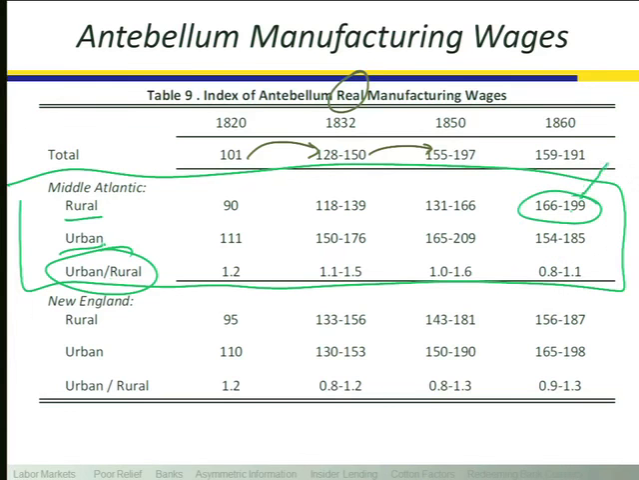This 199? The Mid-Atlantic region is very, very fertile land, agriculturally fertile land. And so the productivity of the workers in the rural areas is quite high, and therefore the wages are quite high. So that's why the rural wages are going to be higher in the Mid-Atlantic region.